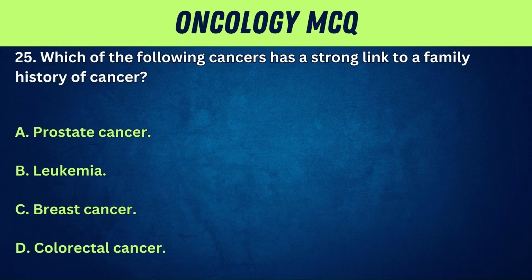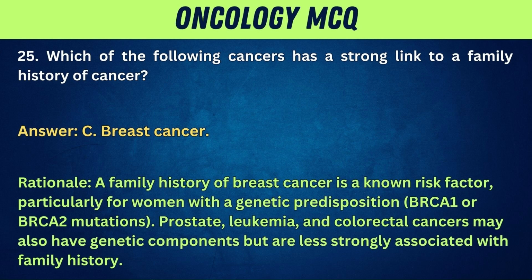25. Which of the following cancers has a strong link to a family history of cancer? A. Prostate cancer. B. Leukemia. C. Breast cancer. D. Colorectal cancer. Answer: C. Breast cancer. Rationale: a family history of breast cancer is a known risk factor, particularly for women with a genetic predisposition, BRCA1 or BRCA2 mutations. Prostate, leukemia, and colorectal cancers may also have genetic components, but are less strongly associated with family history.